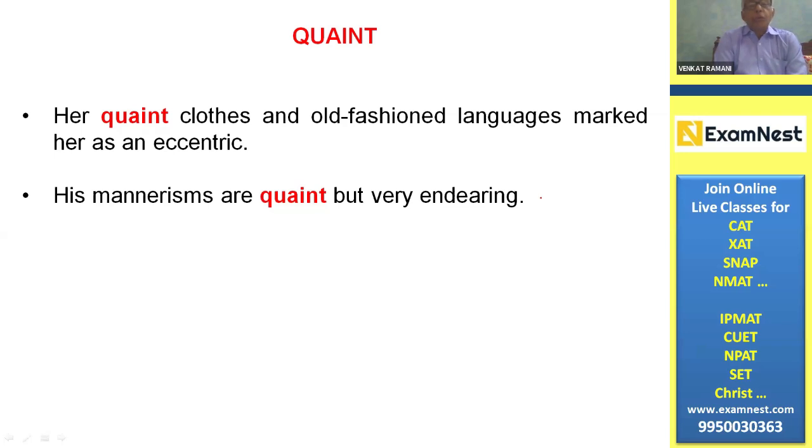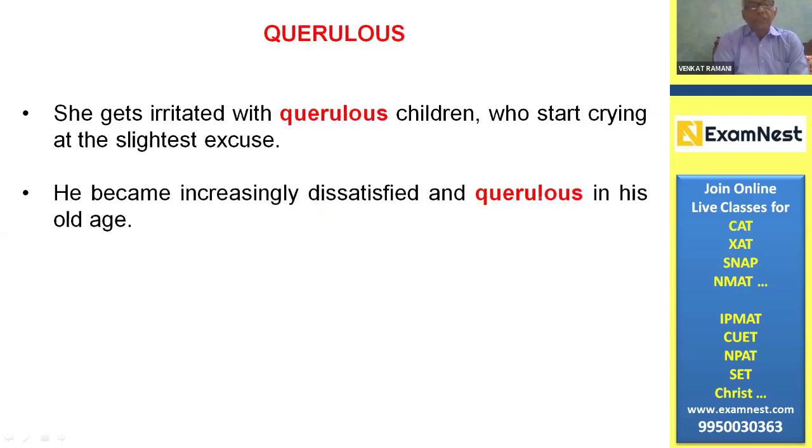The next word is querulous. Querulous. She gets irritated with querulous children who start crying at the slightest excuse. He became increasingly dissatisfied and querulous in his old age. Querulous is complaining, being fastidious, being finicky, F-I-N-I-C-K-Y, being fretful, being a malcontent, being petulant.